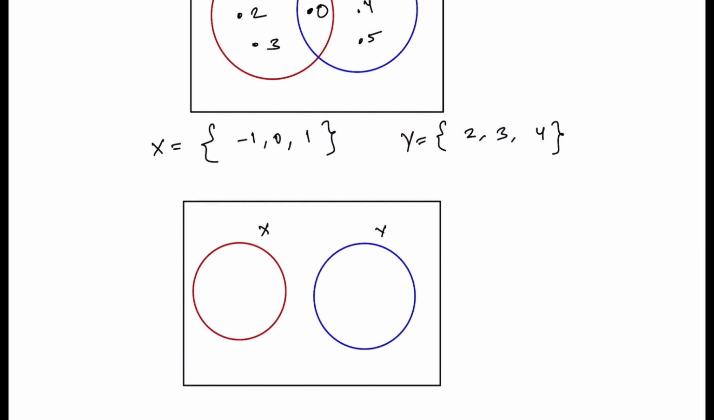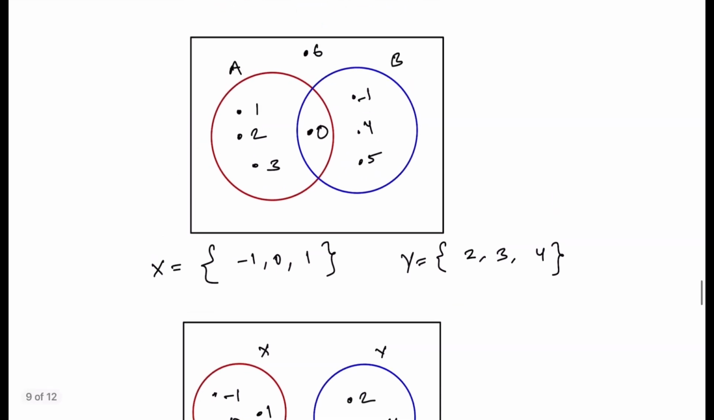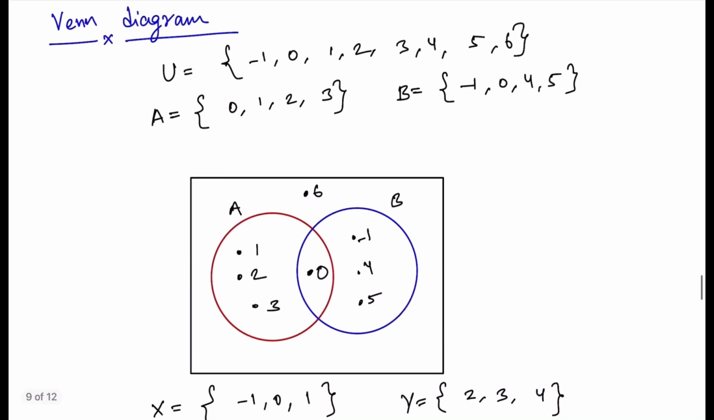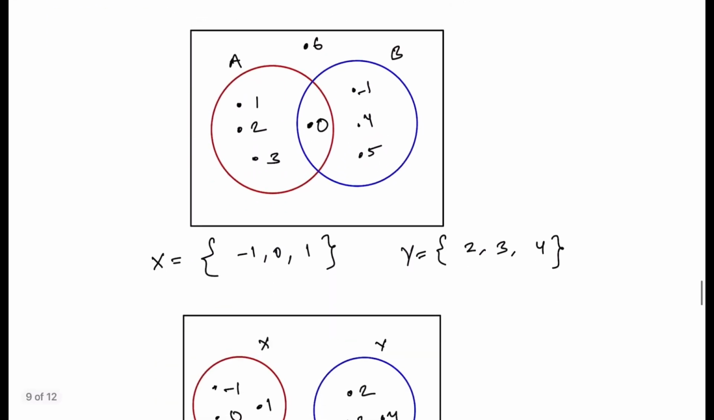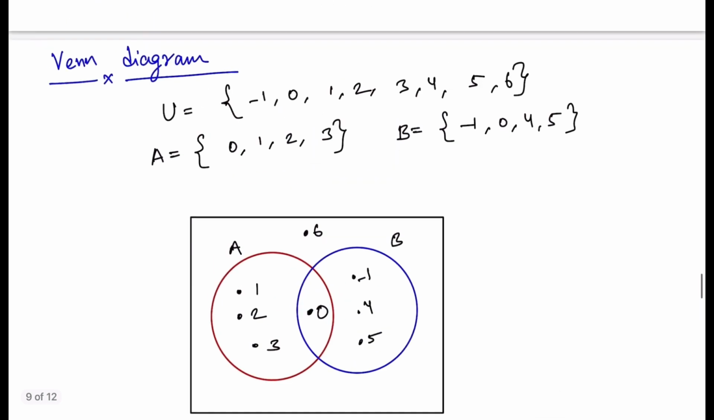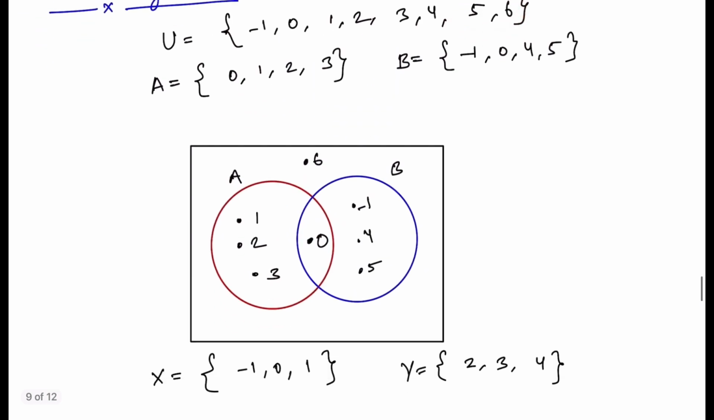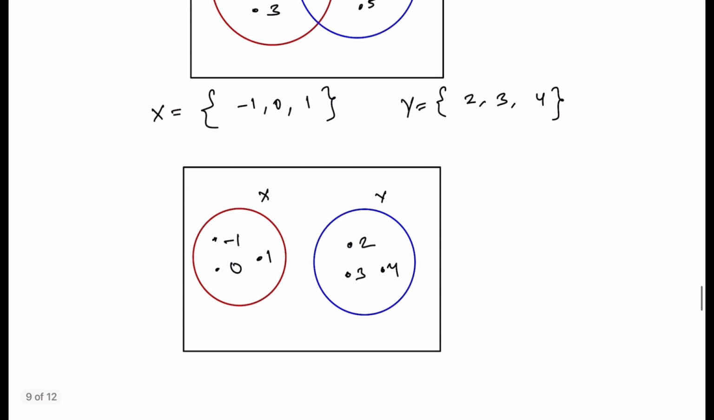Now X has elements -1, 0 and 1, Y has elements 2, 3, 4. There are some remaining elements. What are the remaining elements? Apart from -1, 0, 1, 2, 3, 4, 5 and 6 are the remaining elements from the universal set. So they will be outside the region of X and Y. 5, 6. And this is how we draw a Venn diagram.